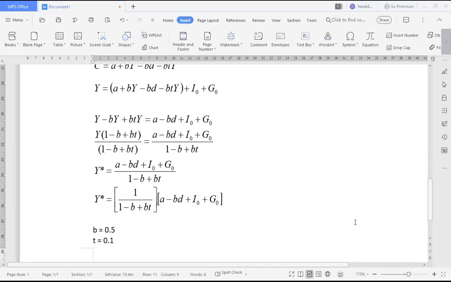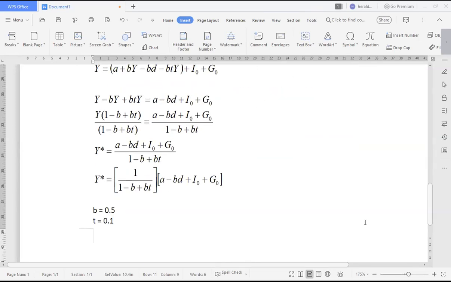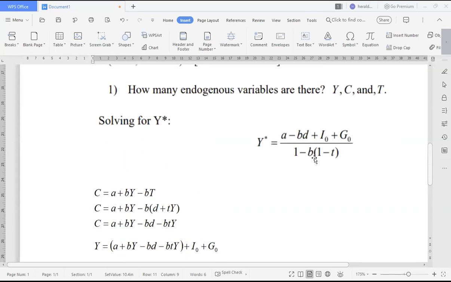Plus B times T. I think it's not the same as 1 minus B. Then, 1 minus B times quantity 1 minus T. Okay. Let me just try to interpret it, and let me know if I got it correctly. So you mean to say that this y star here is not the same as this one?